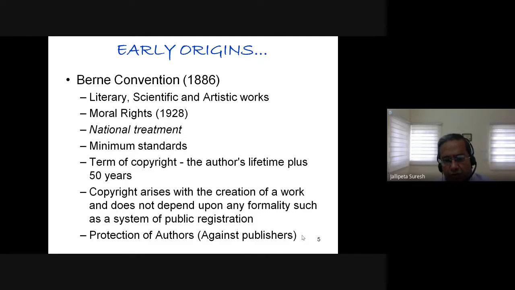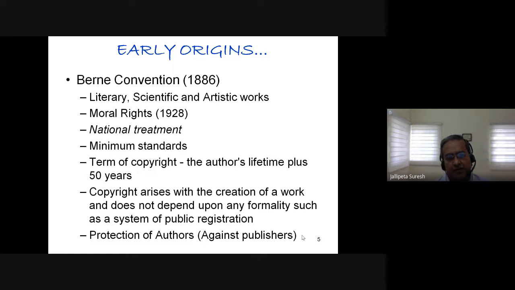And the Berne Convention also brought in something called national treatment. That is, if I am an Indian citizen and I create a literary work in India, being an Indian national, Indian law provides me a certain minimum level of protection. So the Berne Convention says the amount of protection that you are offering to your own citizens should also be given to the citizens of other countries. That's called the notion of national treatment.